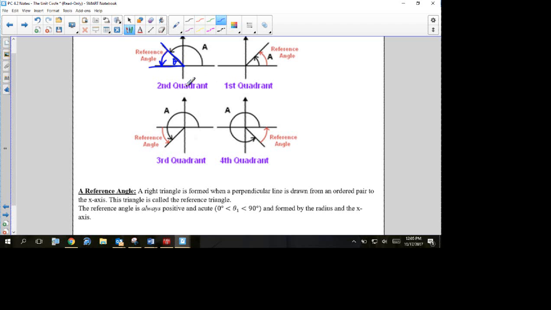So down here it does say the reference angle is always positive and it's acute. So it's between 0 and 90. It's always positive and it's acute. You'll never tell me a negative reference angle. You'll never tell me an obtuse reference angle. Positive and acute. And then it's formed by the radius and the x-axis. If you form it a different way, you get it all wrong. So that vocabulary is pretty important.